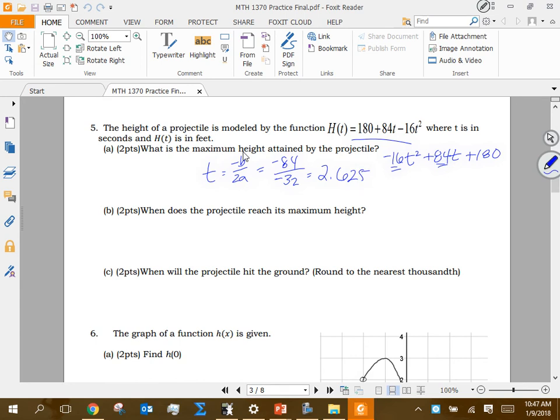2.625. Okay, that is the time, right? That is the time. They want the maximum height. So that's the t coordinate, and we're going to find the maximum of this thing. That's the t-axis. We just found the time at which it occurs. h(t) is going to be that point right there. So we need to take this 2.625 and plug it in there to evaluate.